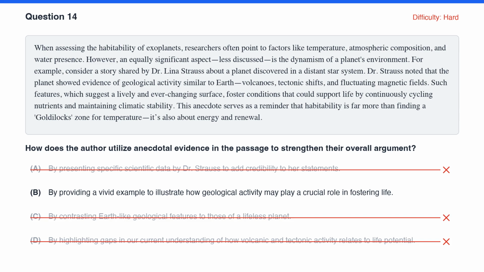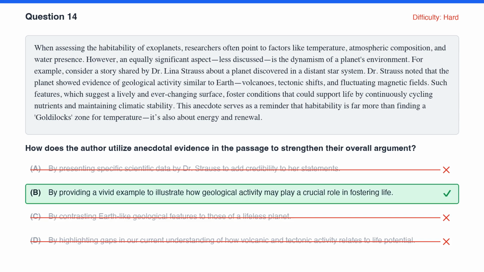Choice C fails because the passage never contrasts the planet's features with those of a lifeless world. No such comparison appears. Choice D is wrong because the author is not highlighting gaps in understanding. The anecdote affirms, rather than questions, the link between geological activity and life potential.